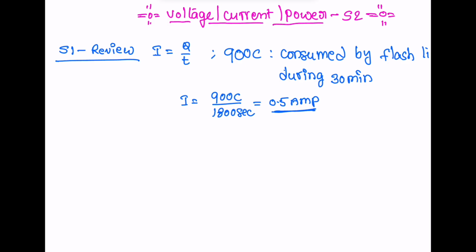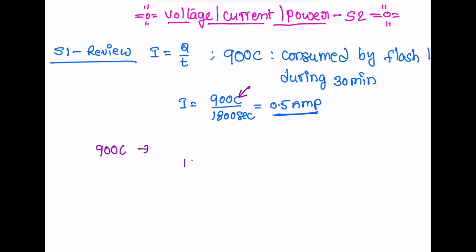To understand this 0.5 ampere, we have to understand a few things more. Let's say what this 900 coulomb means. 1 coulomb of charge is equal to 6.25 into 10 to the power of 18 electrons. In other words, 1 electron equals 1.6 into 10 to the power of minus 19 coulomb.